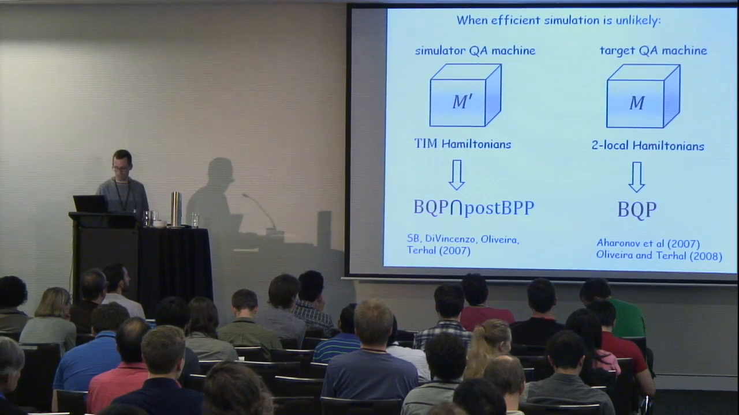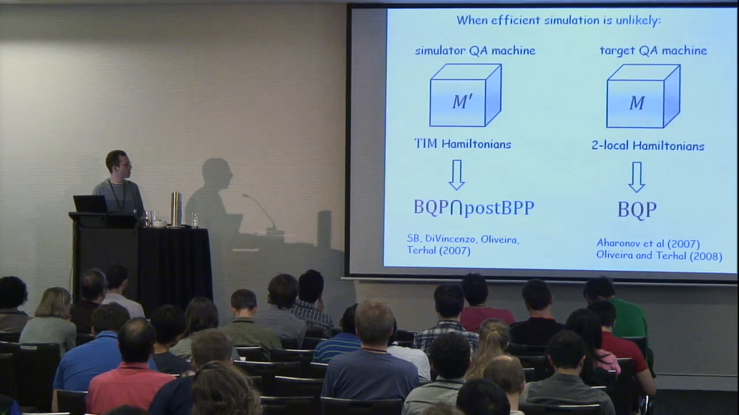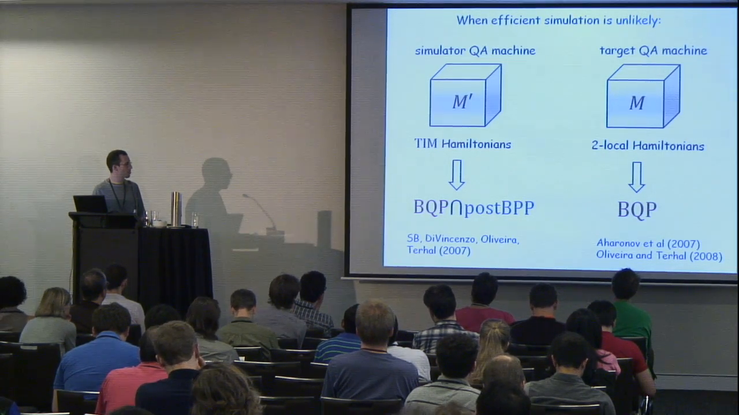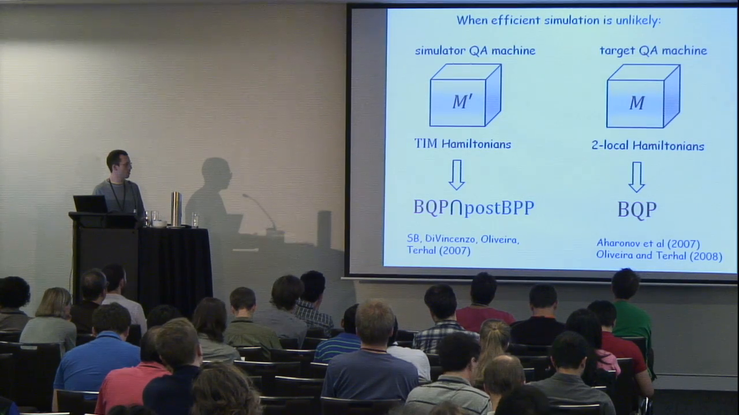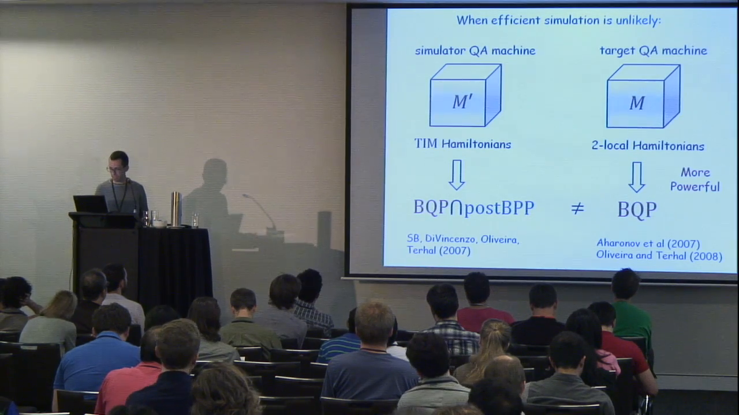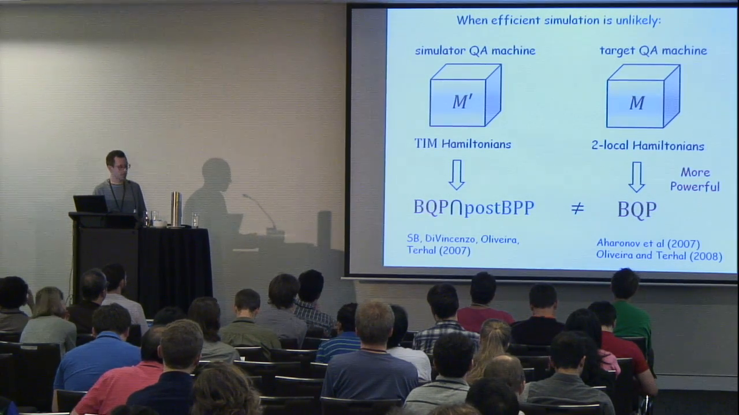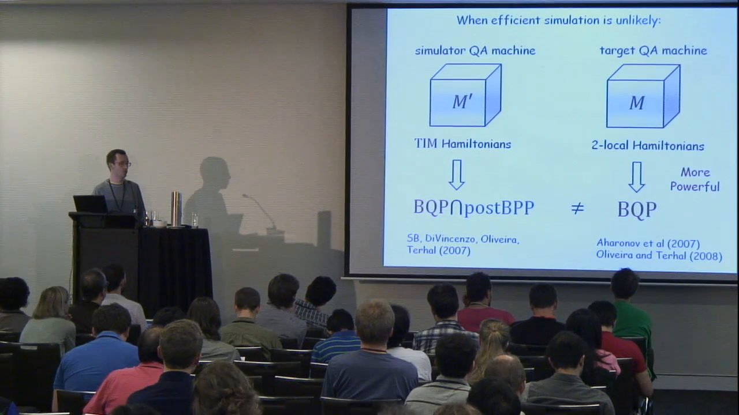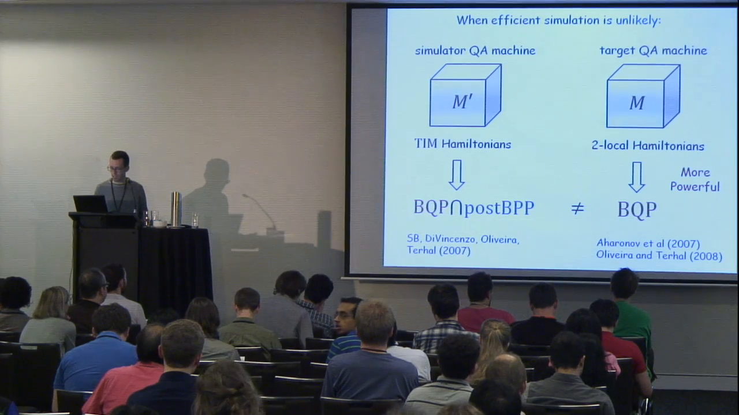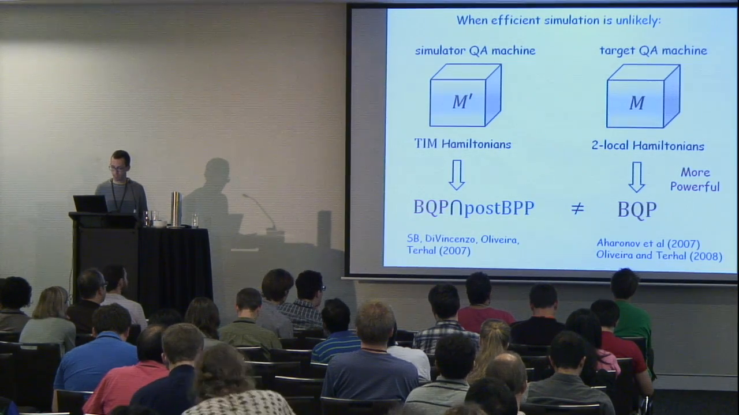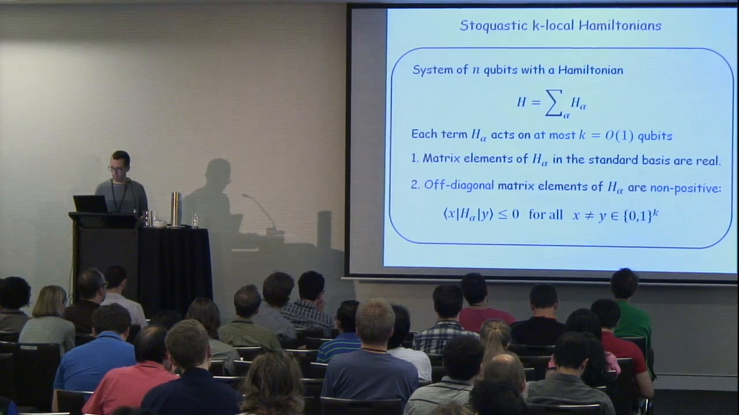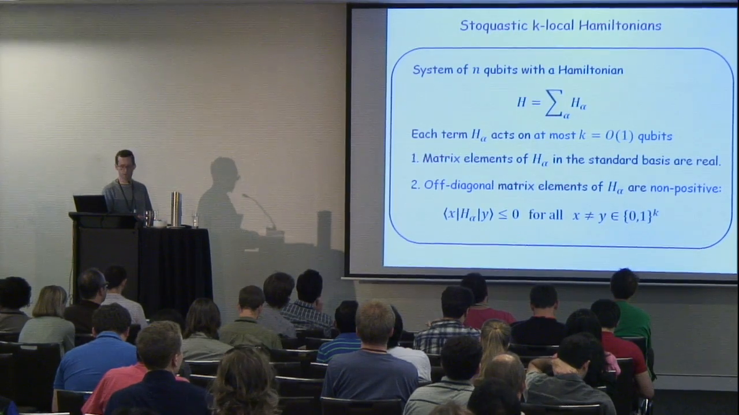On the other hand, transverse Ising models, if you consider quantum annealing with these models, then the most you can do is BQP intersect post-BQP. And post-BQP is contained in the polynomial hierarchy, but BQP is not thought to be contained in the polynomial hierarchy. So it's unlikely that transverse Ising model Hamiltonians can simulate all two local Hamiltonians in this quantum annealing sense. So that means that we have to restrict the class of Hamiltonians that we want to simulate. That is to say that our target machine can implement some smaller class. And the class that we're going to consider is the class of stochastic Hamiltonians.